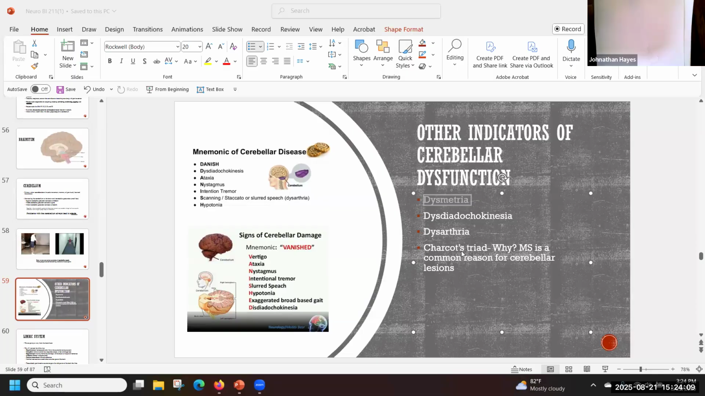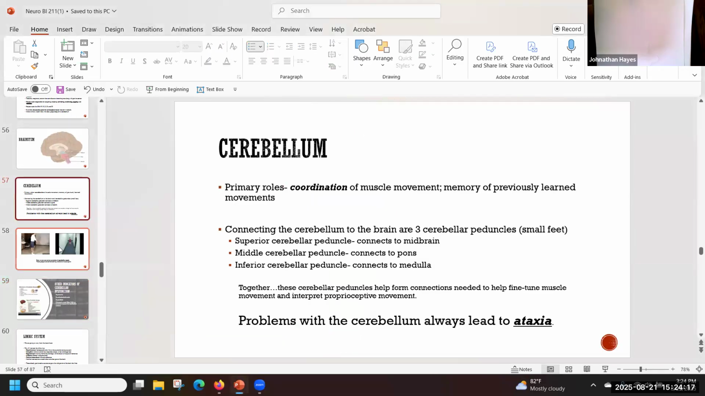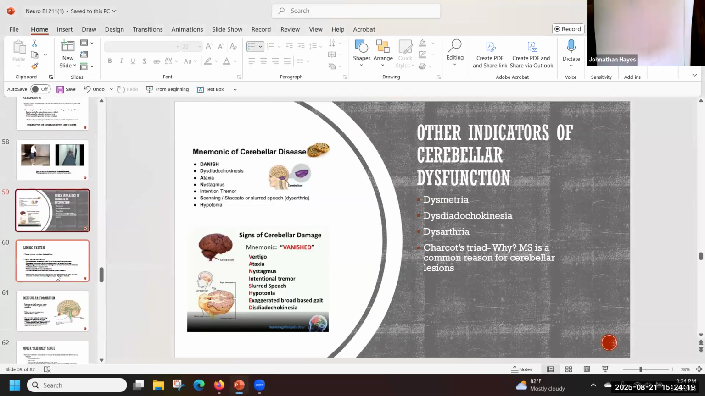We already talked about Charcot's triad. Again, MS, we'd already mentioned before, typically affects the cerebellum first. So that's why a lot of this terminology seems familiar. Dysarthria is another way of saying difficulty with speech. So back here, we talked about scanning speech or staccato speech. Here they're just being more generic. Dysarthria just means difficulty speaking, but it's not describing it in any way, shape, form, or fashion. It's just difficulty.